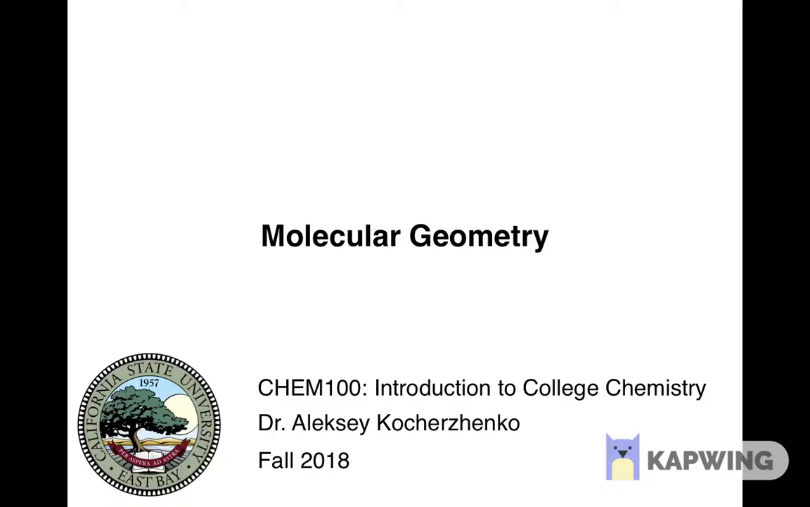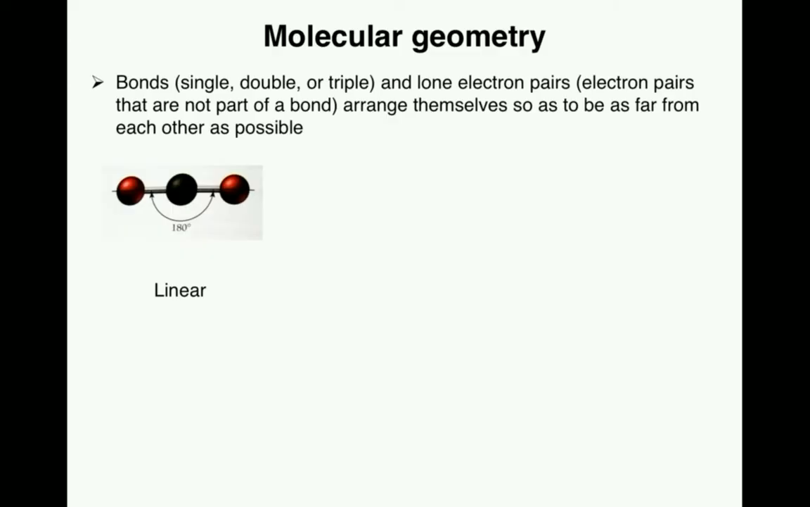Lewis dot structures can be used to determine the shape of molecules. Bonds, whether single, double, or triple, and lone electron pairs, that is, electron pairs on an atom that are not part of a bond, arrange themselves so as to be as far from each other as possible.